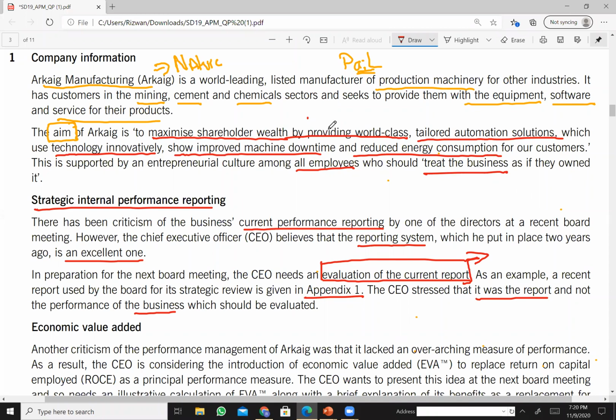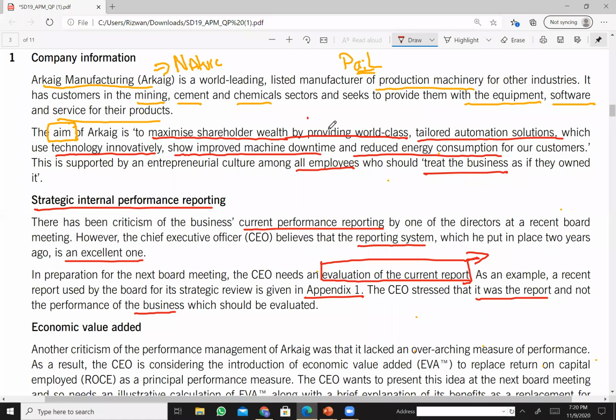You will not believe, despite this being mentioned in the question, the CEO is even stressing on this, considering everything, still the examiner mentioned in its report that there were a few talented students who still started doing the evaluation of the performance. They started assessing the company's performance. They started mentioning that the performance of the company is going good, it's going bad. They started calculating the ratios. They started doing interpretation of the ratios. My friends, my consultants, so much focus has been on this thing that you can't do this.